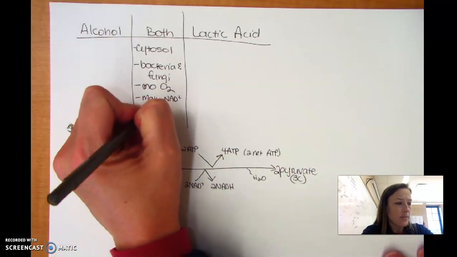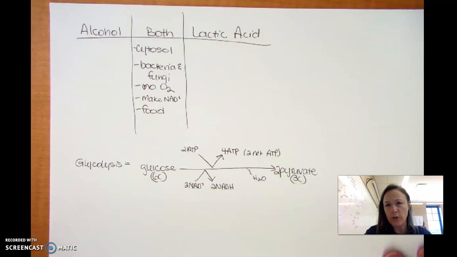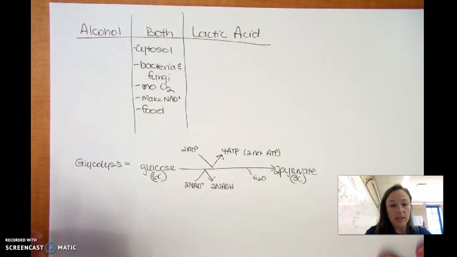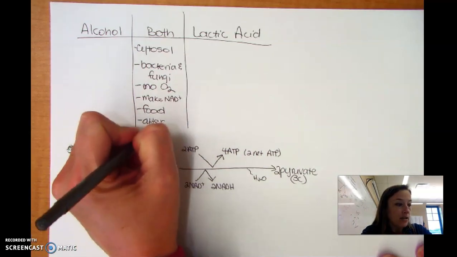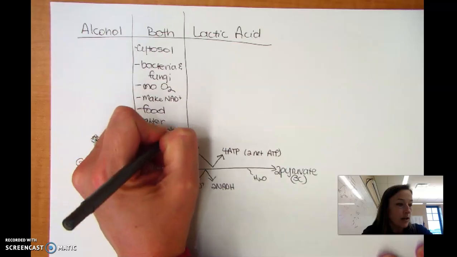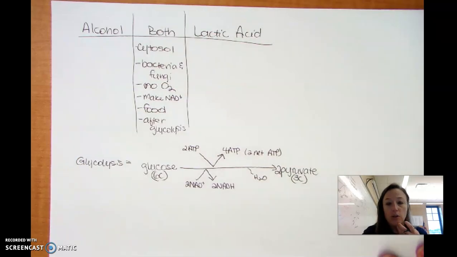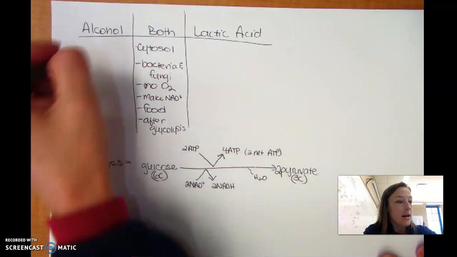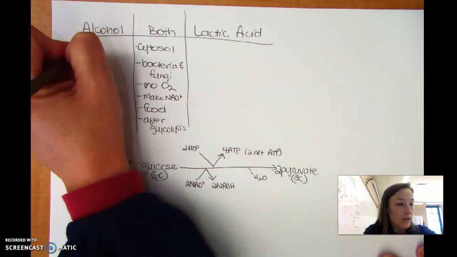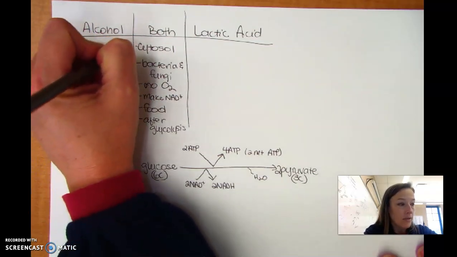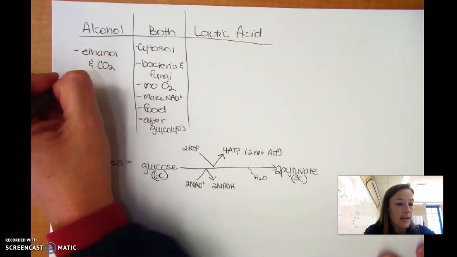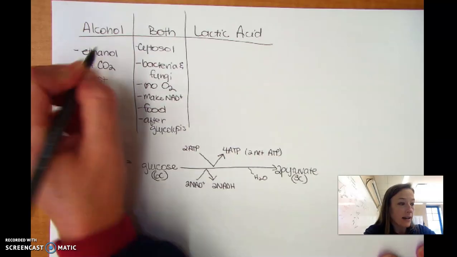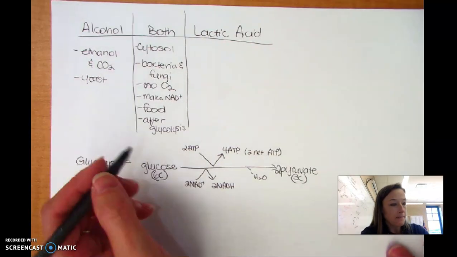They are both used to make food, anything from yogurt to sauerkraut, kimchi, alcohol and beer, bread, all kinds of stuff. And they both occur after glycolysis. So they do rely on the pyruvate from glycolysis to do their thing. All right, alcoholic fermentation: you start with pyruvate and you produce ethanol and carbon dioxide. And it is done by yeast, which is a specific type of fungi.